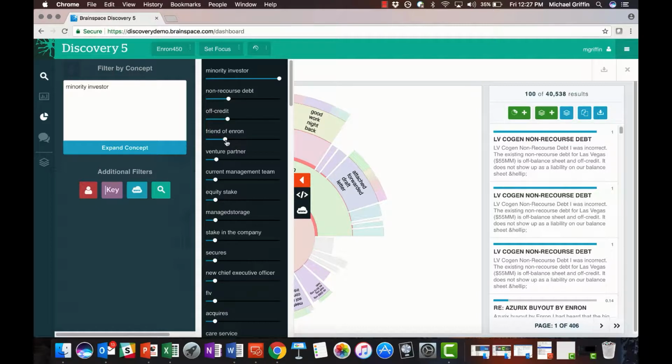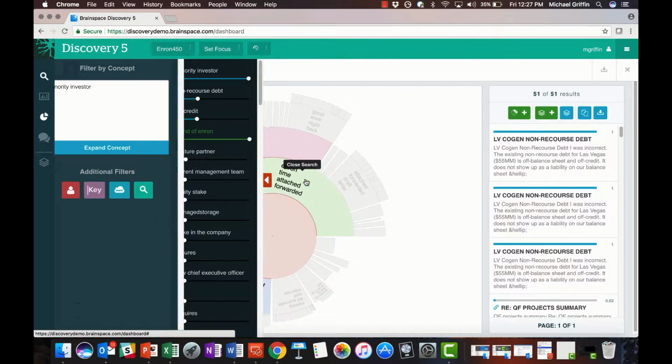And if I want to explore that, I can simply move the slider. The current position is a representation of the relatedness, essentially the conceptual distance between friend of Enron and minority investor. When I move the slider all the way over to the right, I'm now interacting with the unsupervised machine learning algorithm, and the human component is giving me the ability to decide what's relevant to me. So when I let go of the slider, it will return 51 results that contain friend of Enron.